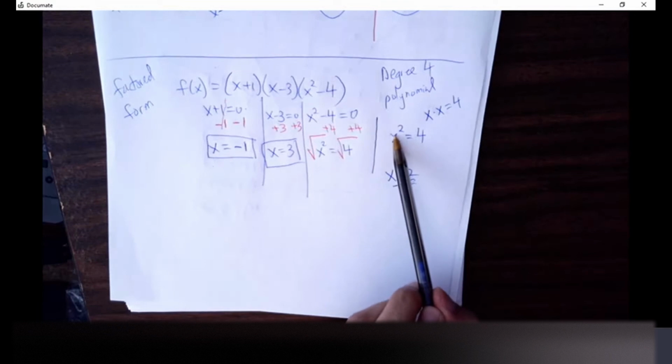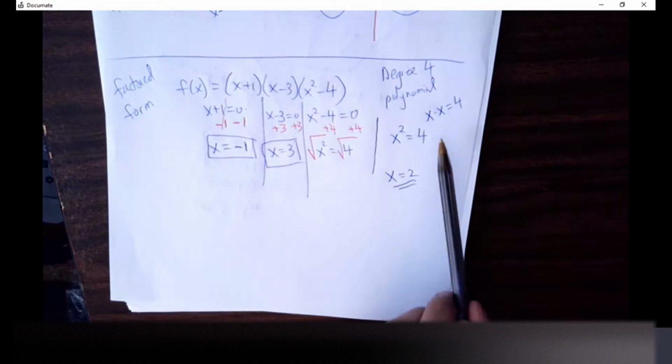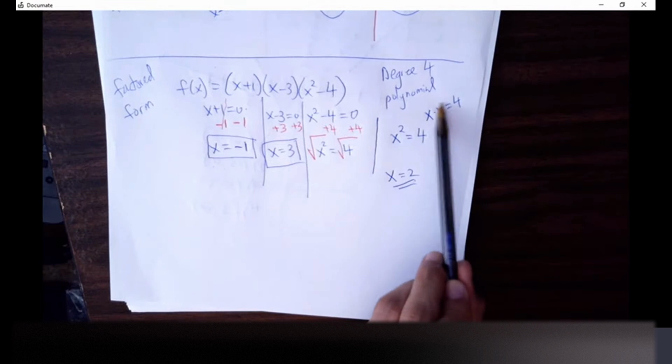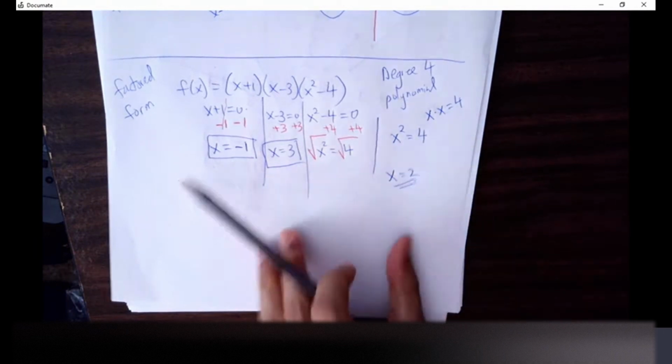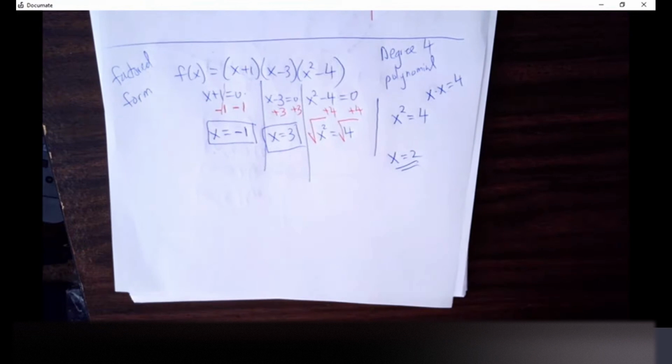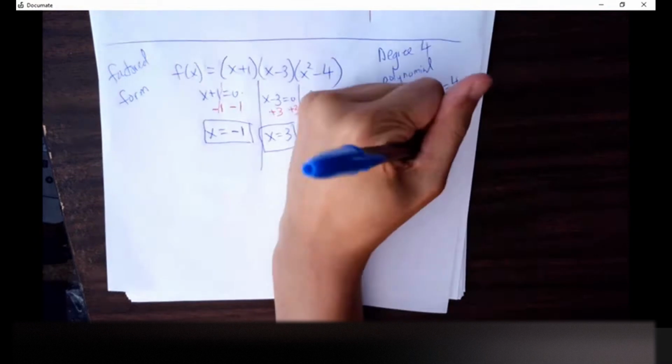Now, that's only one solution, though. Can you think of another set of 2 numbers that multiply to be 4? But they have to be the exact same. Is there another one? There is. Wait, 2 of the same numbers? Oh, -2. -2. There we go.